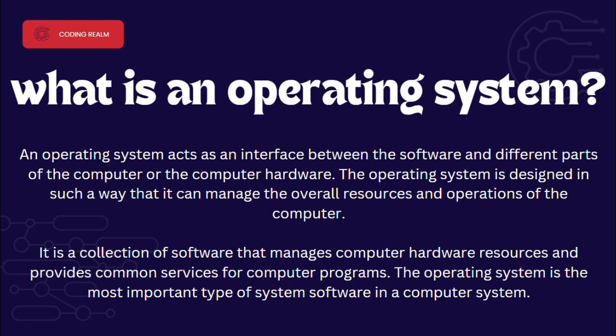The operating system can be Windows. Windows is an operating system. Linux is an operating system, and macOS is also an operating system. It is a collection of software that manages computer hardware resources and provides common services for computer programs. The operating system is the most important type of system software in a computer system.